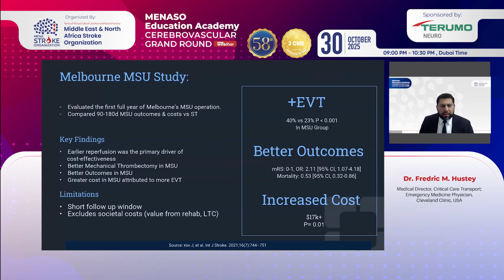Moving on to the Melbourne MSU study that was cited a little bit earlier. Again, I'm just focusing on some of the economic portions of these studies, but they basically found that there was significantly more endovascular therapy in the MSU group, at 40% versus 23%. The outcomes were much, much better, with more functional independence and less mortality, but again, increased cost. If we look at whether there's cost effectiveness here, they found that early reperfusion was a primary driver of cost effectiveness, again driven by more stroke treatment, faster stroke treatment.